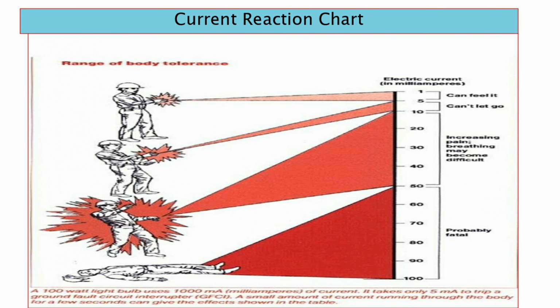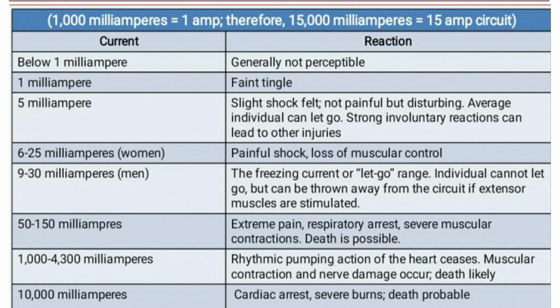Current reaction chart. 1000 milliamperes equals 1 amp, therefore 15,000 milliamperes equals a 15 amp circuit. Current reaction below 1 milliampere: generally not perceptible. 1 milliampere: faint tingle. 5 milliamperes: slight shock felt, not painful but disturbing.